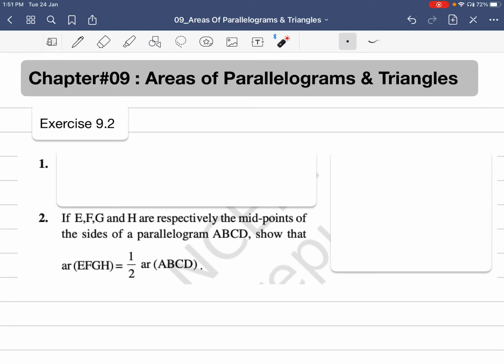So in this video, we are going to continue solving our problems from exercise 9.2 and we are going to see here problem number 2. So let's see what problem number 2 is. If E, F, G and H are respectively the midpoints of the sides of a parallelogram ABCD, then show that the area of EFGH is half the area of ABCD.